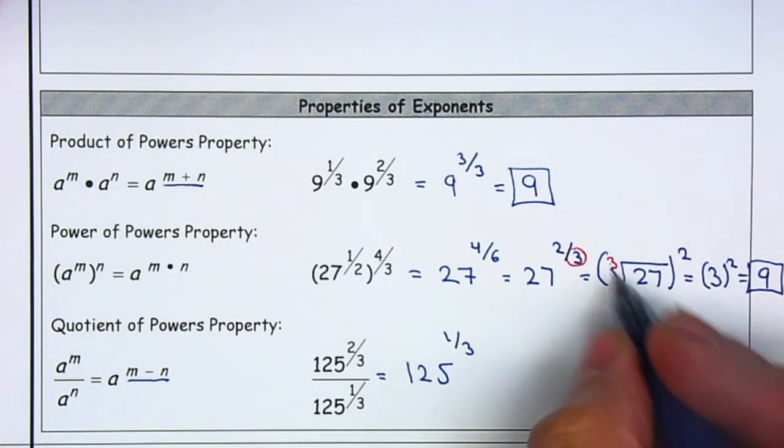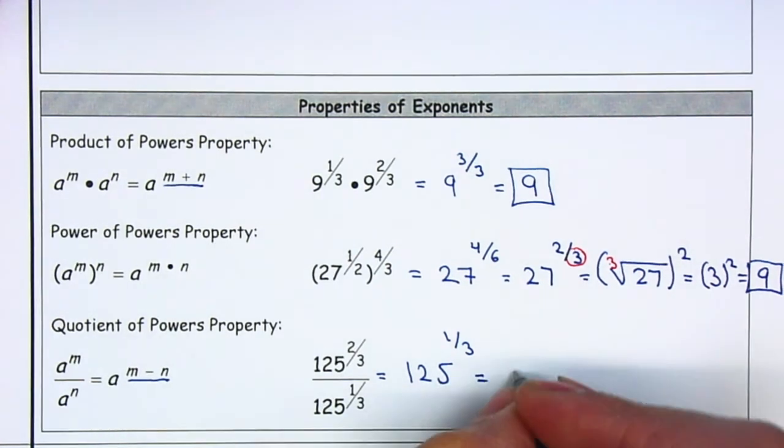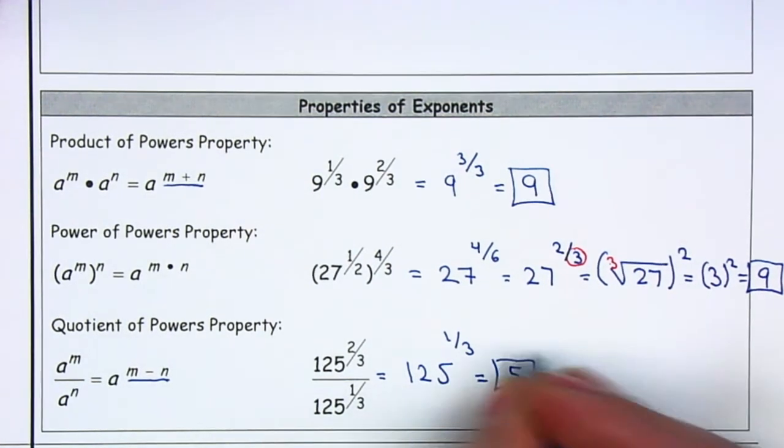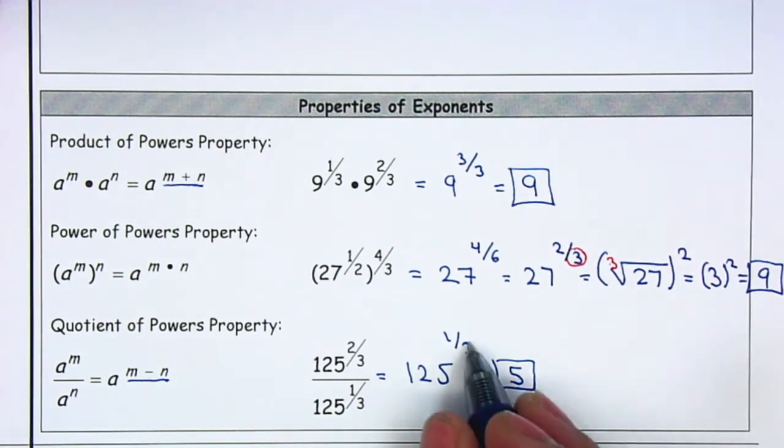And we are going to be able to rewrite it. Now at this point, you should be able to think that this is the cube root of 125, which is equal to 5. So I want you guys to start thinking that 125 to the 1/3 is automatically equal to 5.